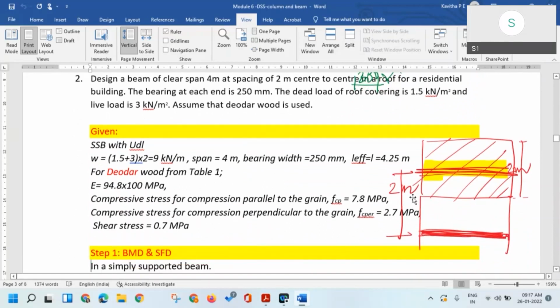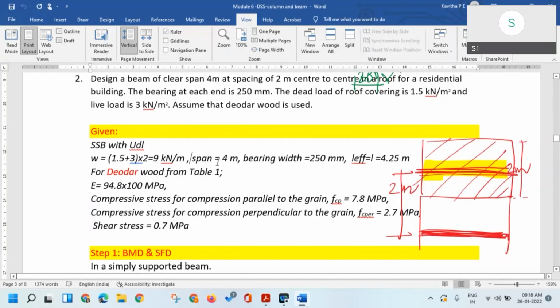What happens is the center to center distance is 2 meter. So what happens for a single beam? Half the load is coming from one side and half the load from the other side, and the total load is acting over a 2 meter width. We need the load in kilonewton per meter. Here the dead load and live load are given in kilonewton per meter square. So in order to convert it into kilonewton per meter, we have to multiply it with the distribution of load coming from both the sides of the beam. So that means dead load plus live load, that is 1.5 plus 3, multiplied by the center to center distance between the beams.